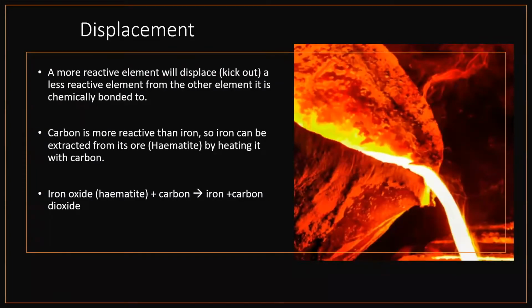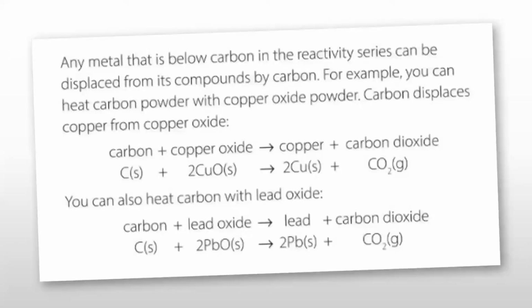Okay, so briefly, a more reactive element will displace or kick out a less reactive element from the other element it's chemically bonded to. So carbon is more reactive than iron, so iron can be extracted from its ore, hematite, by heating with carbon. Iron oxide plus carbon goes to iron plus carbon dioxide.